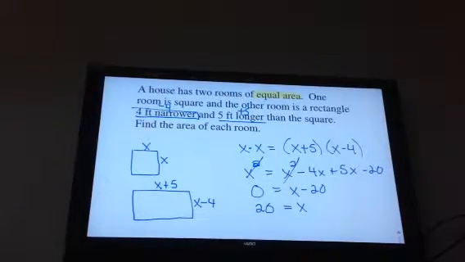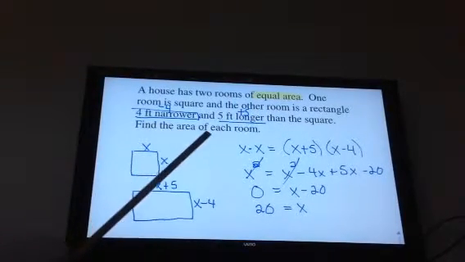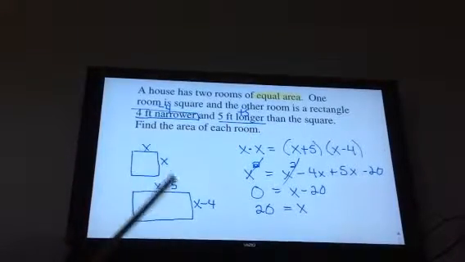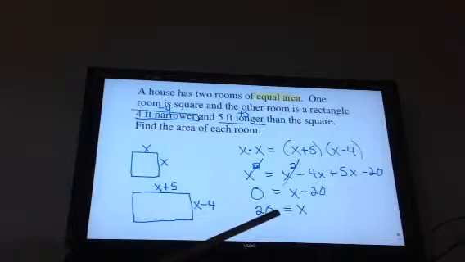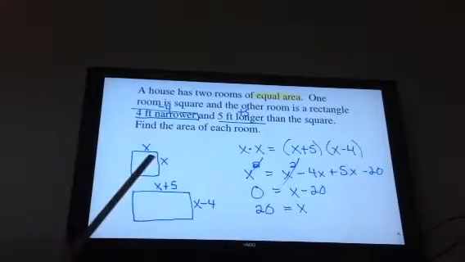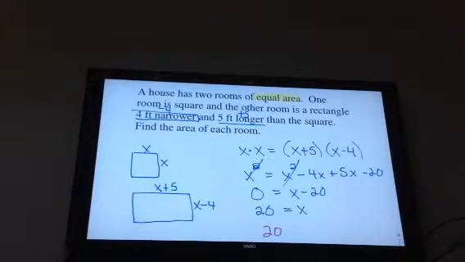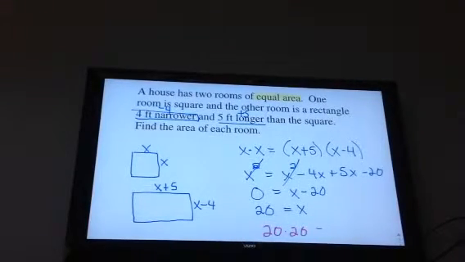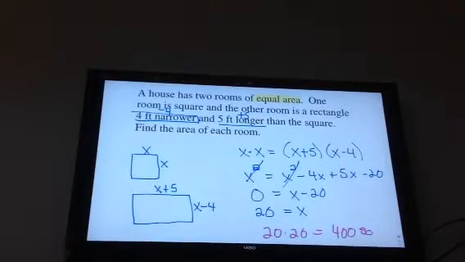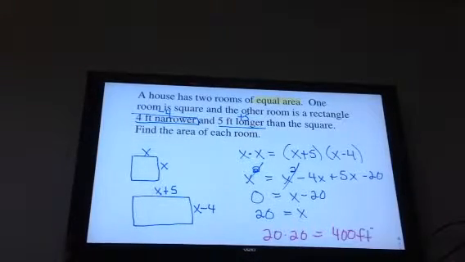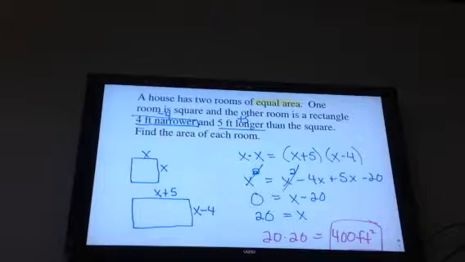But what does it want? It wants the area of each room. Area means length times width. They're equal to each other, so it doesn't matter where you take the x and plug it. It's certainly easier to go to your square. 20 times 20 equals 400 square feet. Oops, why did I write that like that? It's not what I meant to do. So 400 square feet.